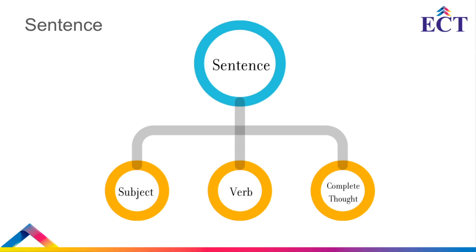So, what is a sentence? We saw in the first session that a sentence is a combination of subject, verb, and a complete thought. A sentence should have one or many subjects, a verb, and a complete thought. If a group of words does not have any one of these elements, then it will simply be a phrase or a clause. It will not become a sentence.